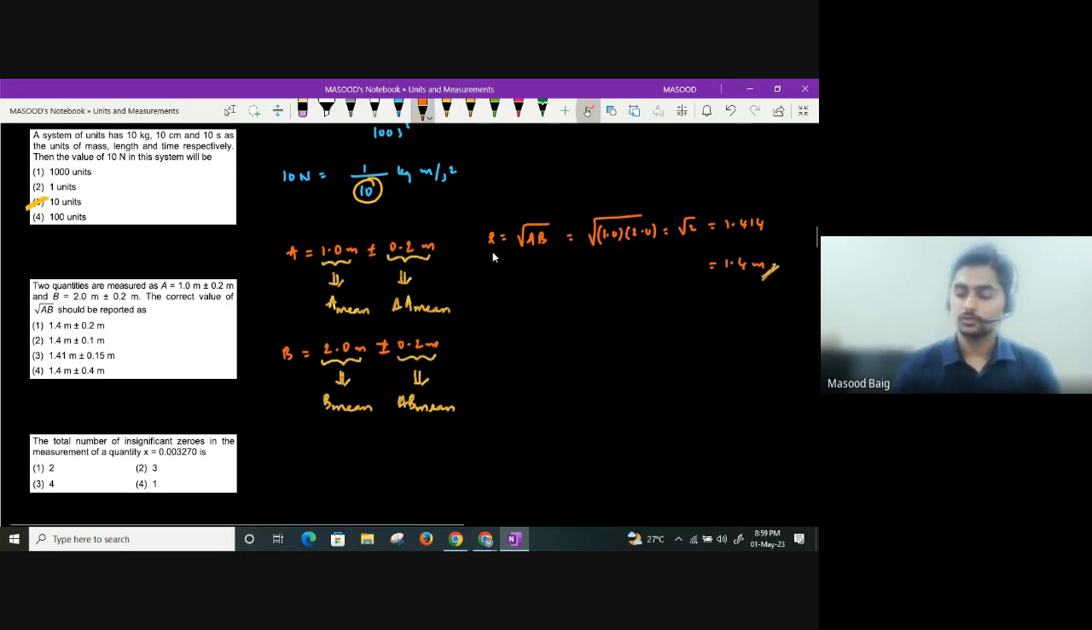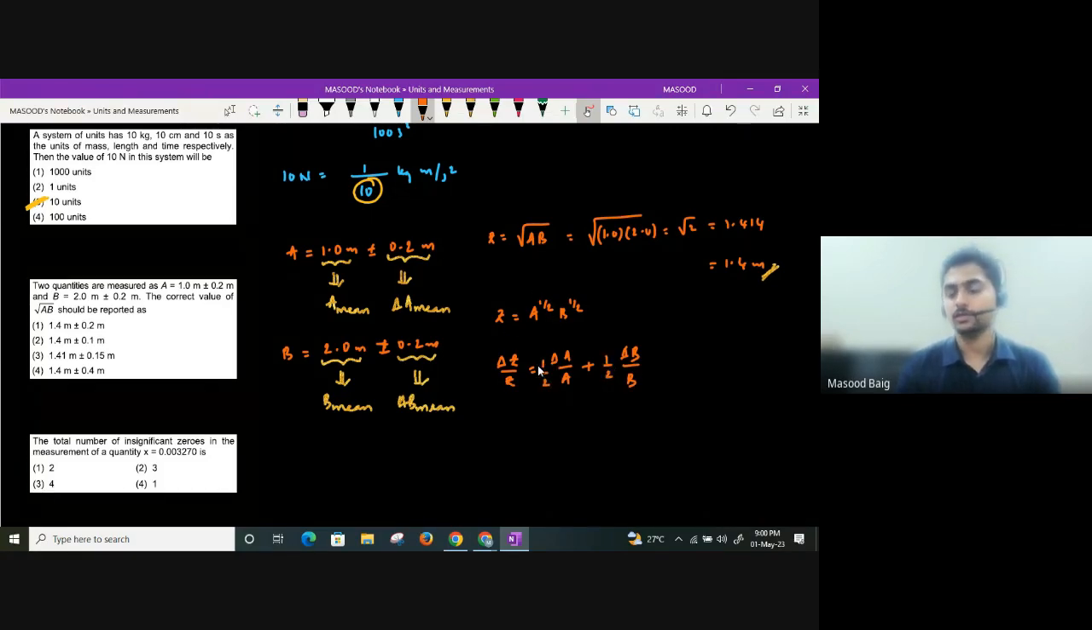So what will I do? Z can be represented as A power 1 by 2, B power 1 by 2. So here it is again the fourth combination where one quantity is represented in terms of other quantities raised to some arbitrary powers, guys. I'll make use of relative error. Delta Z by Z will be delta A by A plus delta B by B. But what is the condition here? The power will become the coefficient, guys. So what we can write?